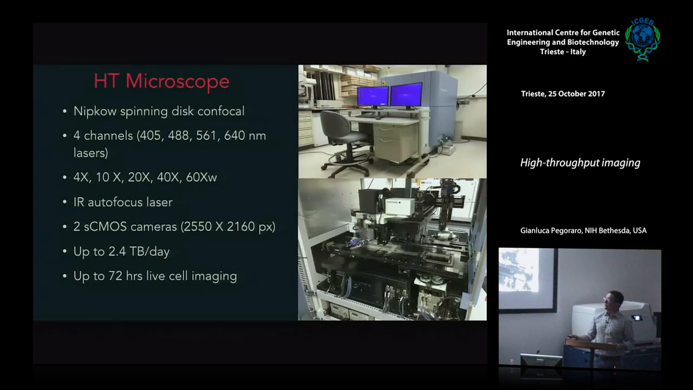And as I mentioned before, the throughput of these instruments is very high. So the theoretical limit for this instrument is about 2.4 terabytes of data generated on a per day basis. And finally, and I won't talk about this today for the projects, but we and others are using high-throughput imaging for live cell experiments more and more.